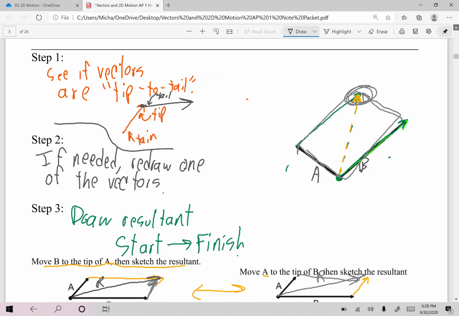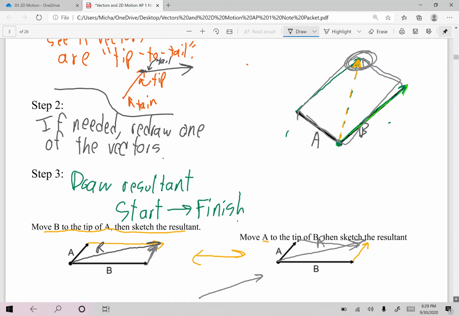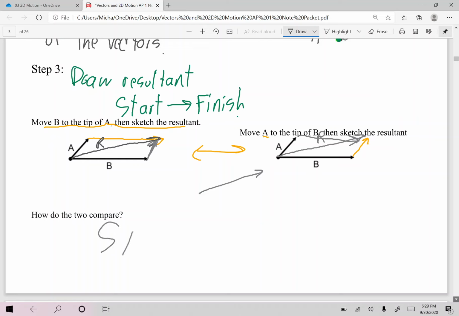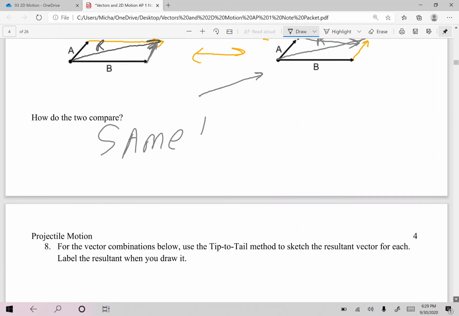So if you want to actually just redraw both of them, just to double check your work, that's okay. So how do the two compare? Again, I'm trying to prove the point that they're the same. This is addition. Addition is commutative, and it does not matter which order you do it in.